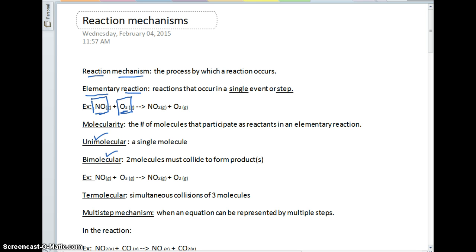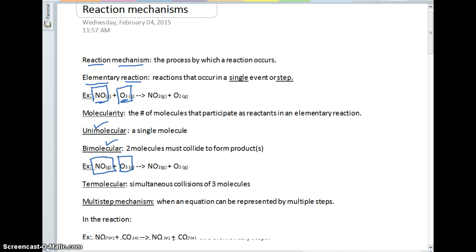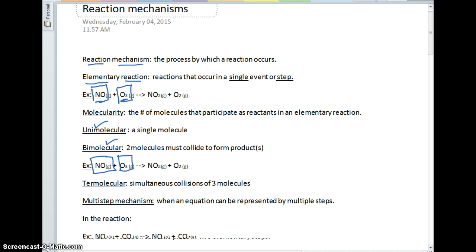And that was the example that I gave you before. You had your NO reacting with your O3. That would be bimolecular. You have two molecules that are going to slam together and form products. A rare form is what's called a termolecular, and this is where we have three molecules, and they all have to slam together at the right orientation at the right time just to get this reaction to occur, which is a little bit more rare, but it does happen occasionally.